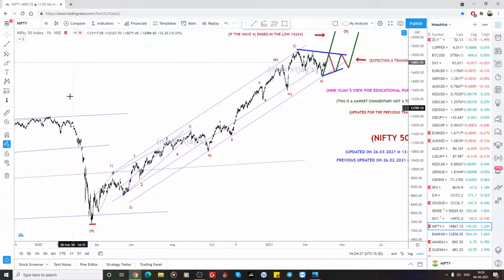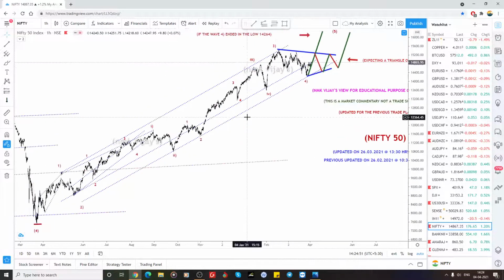So as I said, my positional view remains the same. This is the end of the fourth wave, and we are on the final fifth wave. Already waves 1 and 2 are done, and in the third wave it has a 5-wave structure. In that also, each wave has 5 waves in the intermediate waves of 1, 2, 3, 4, and 5. So this is the end of the third, and beyond that the fourth wave.